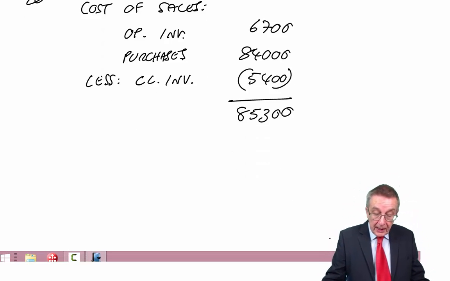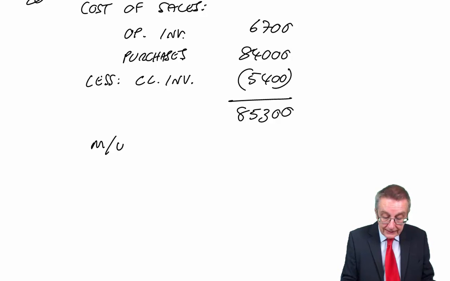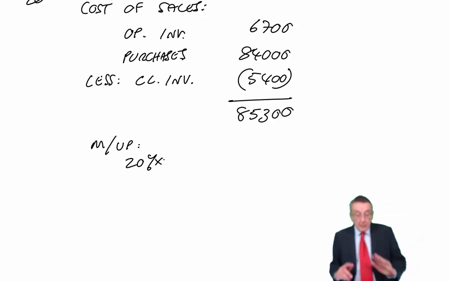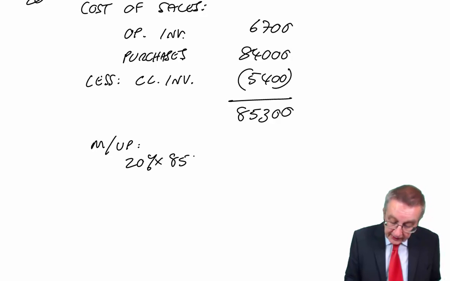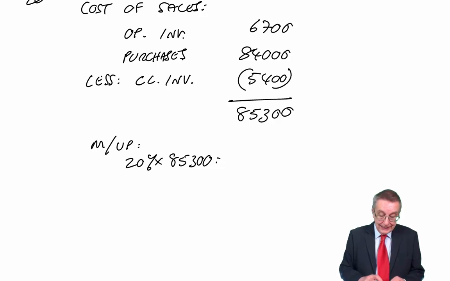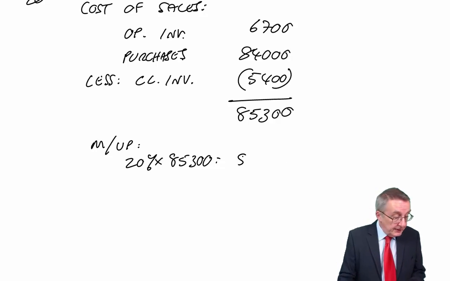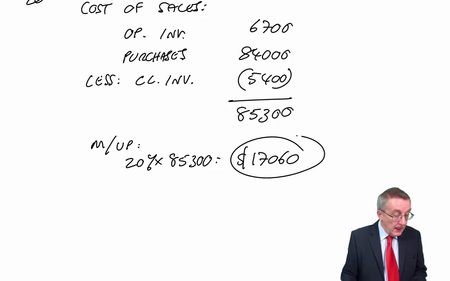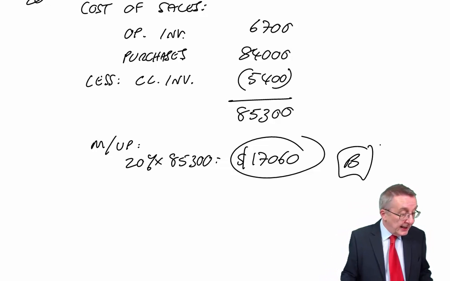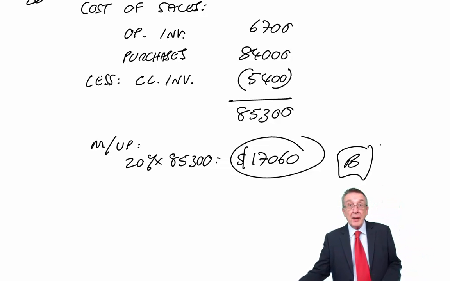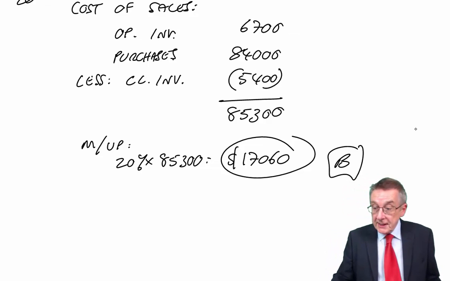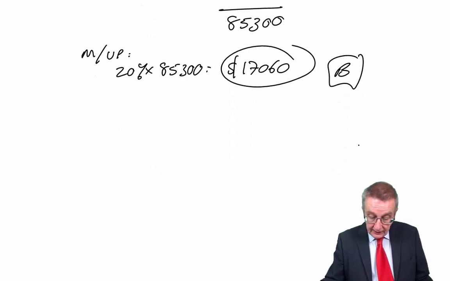We sell goods at a markup on cost of 20%. So the markup, the profit we're adding on, is 20% of 85,300, which is 17,060. And there we are. What is the gross profit? 17,060. It's B. So that could have been a lot messier, in fact. That turns out to be very straightforward. Question 21 now, I think. Yes, 21.